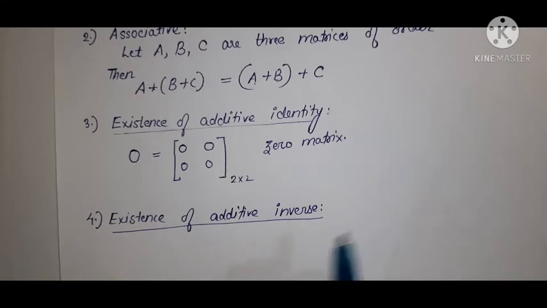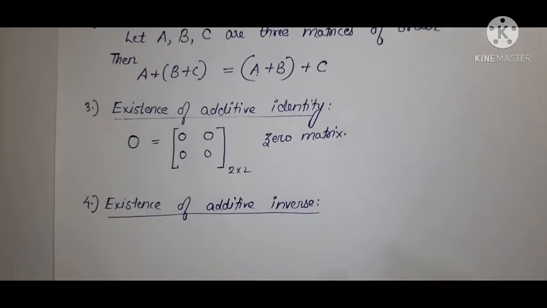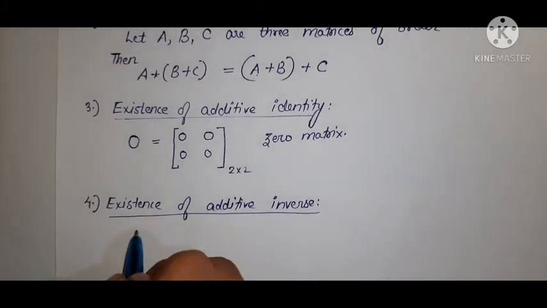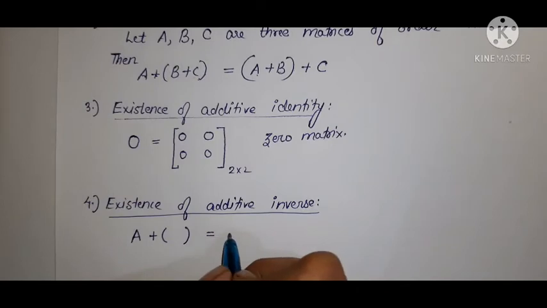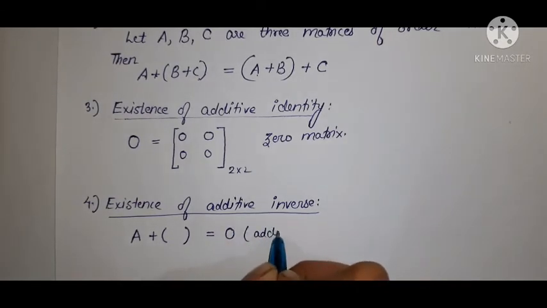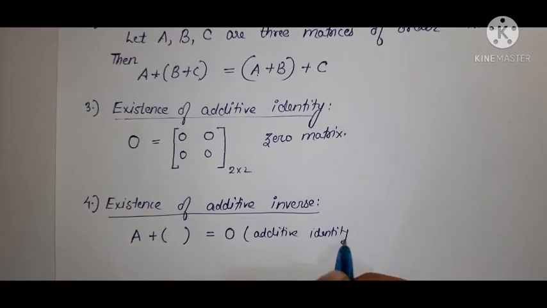The same thing applies in case of matrix. Suppose you have a particular matrix A, then you have to add it with some another matrix so that you should get the null matrix. That is your additive identity. An additive identity has all the elements 0.